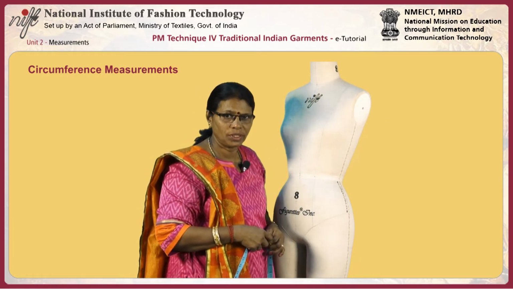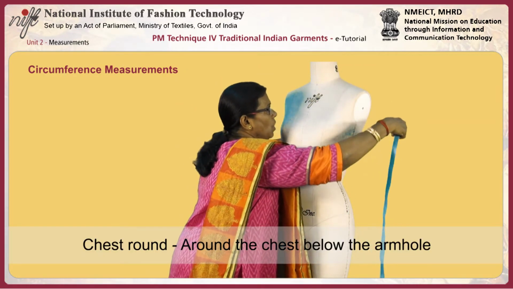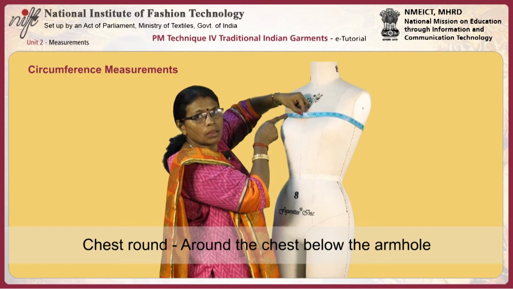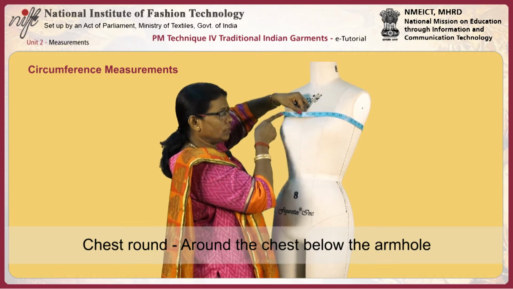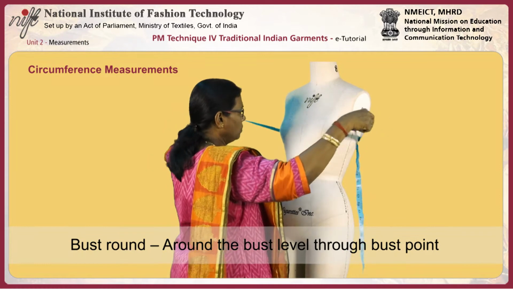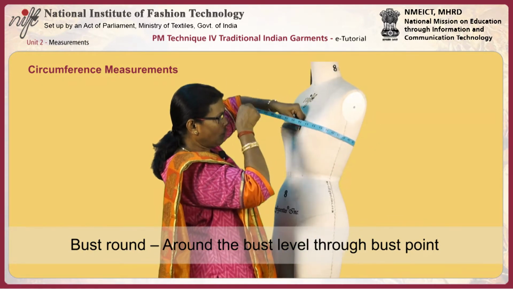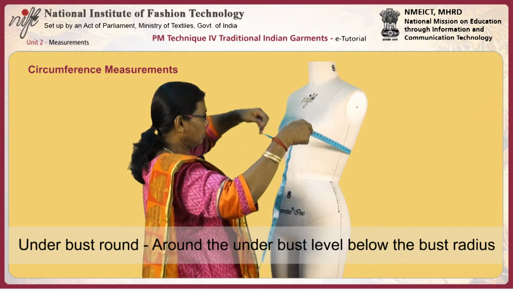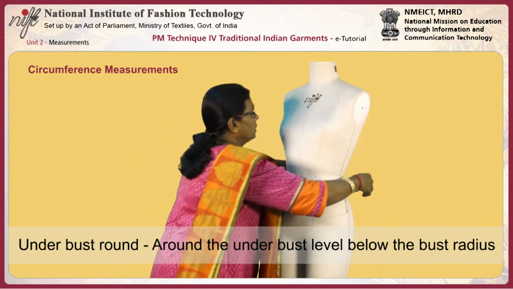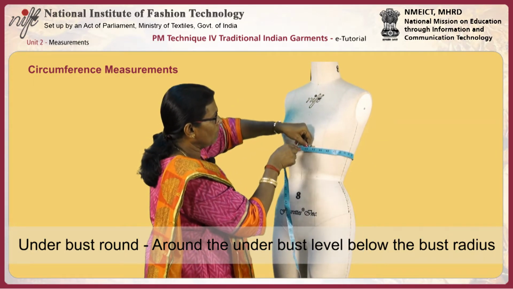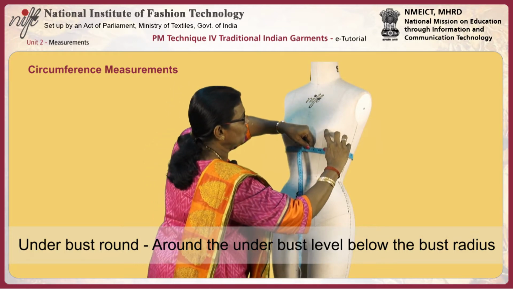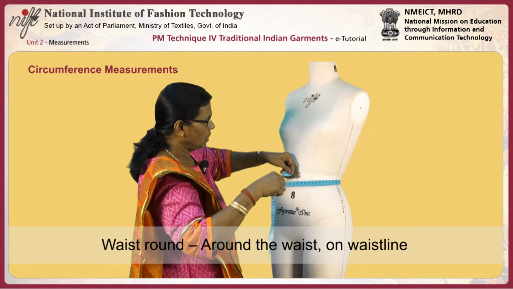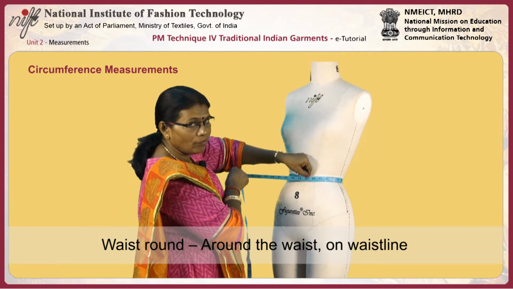Next, the circumference measurements. Chest round at the armhole level with one finger ease. Bust round on the bust level with one finger ease. Under bust round at the under bust level, under the bust radius, and the waist round on the waistline with one finger loose.